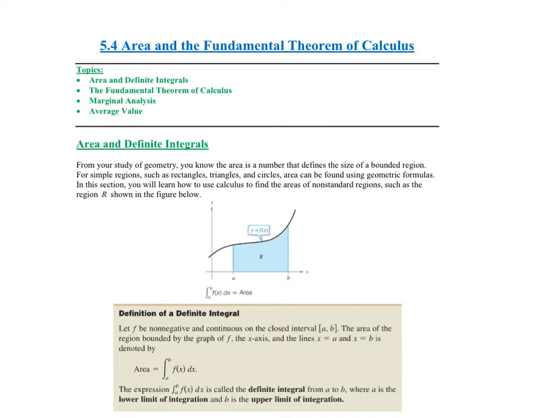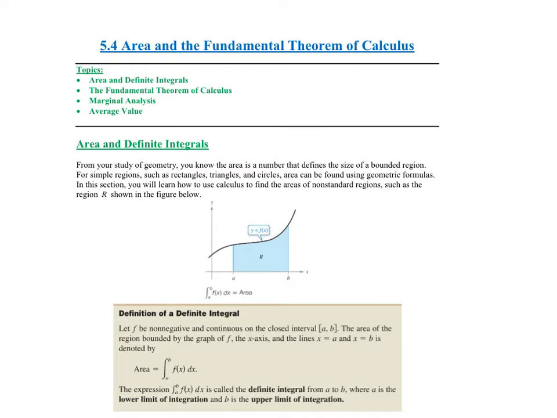It says, from your study in geometry, you know that the area is the number that defines the size of a bounded region. For simple regions such as rectangles, triangles, circles, area can be found using geometric formulas. For instance, a rectangle, the area is length times width. A triangle is 1/2 base times height. Circles were pi r squared. These are all formulas you learned back in elementary school, probably saw again in middle school, maybe again in high school, or even in a prerequisite course for this course.